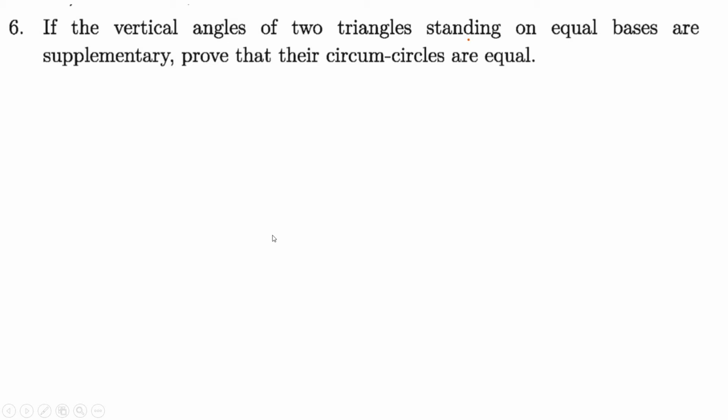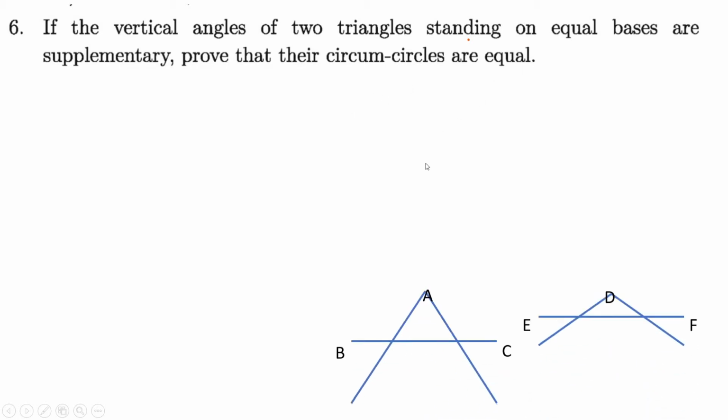Question 6 is: if the vertical angles of two triangles standing on equal bases are supplementary, prove that their circumcircles are also equal. Look at the question. If the vertical angles of two triangles standing on equal bases are supplementary, prove that the circumcircles are equal.